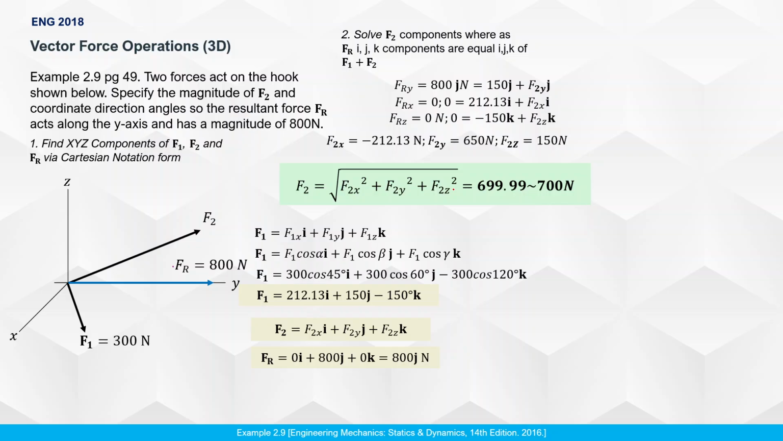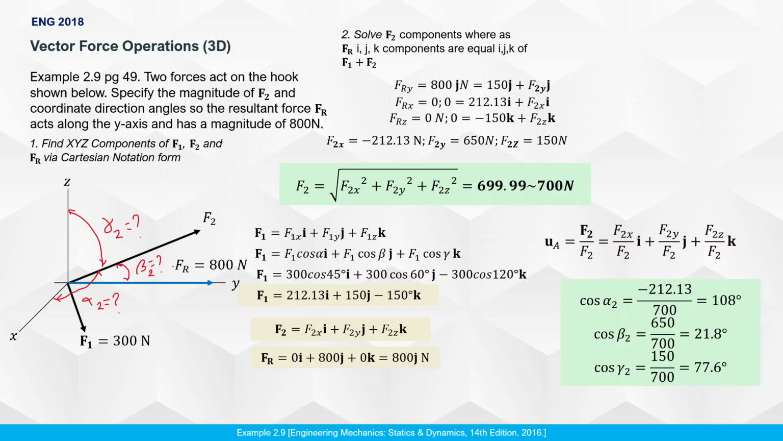So the next component is very similar to our first sample problem. We now can get the coordinate direction angles, because first of all, we now have the magnitude, and we now have the x, y, z components. So we simply use the coordinate direction angle formula to get the respective angles of force vector 2. And you'll get 108, 21.8, and 77.6 degrees. That's it.